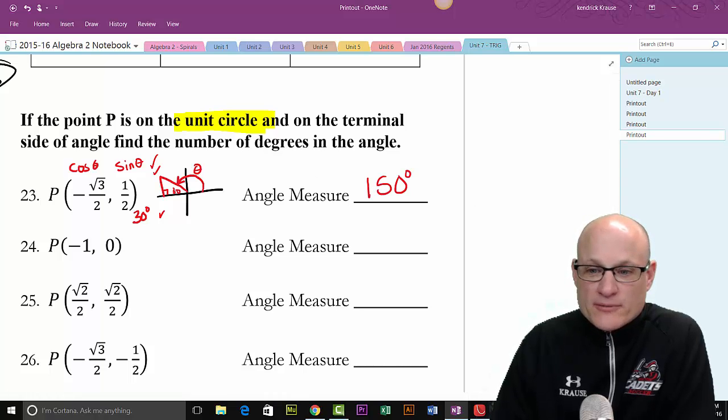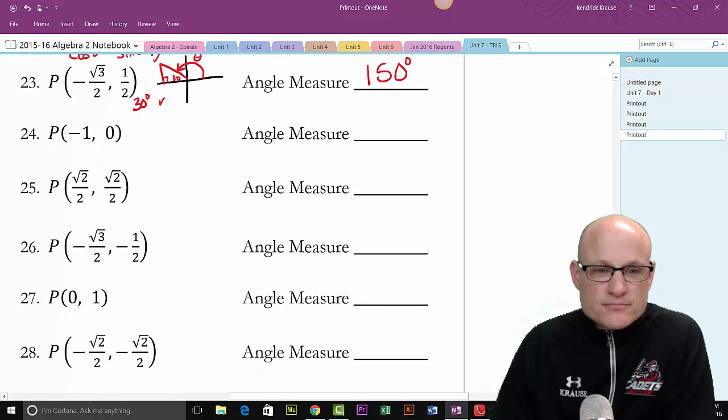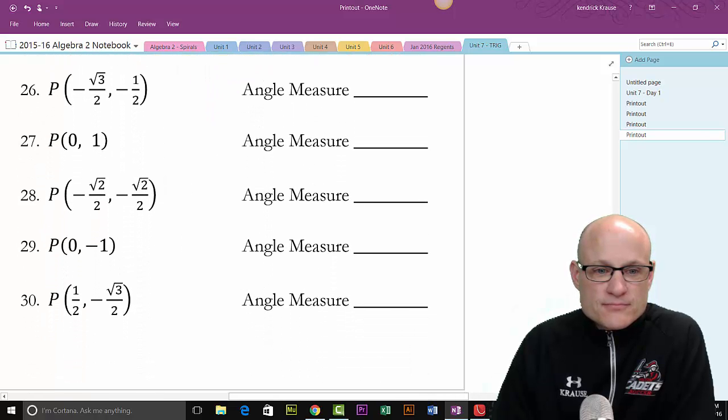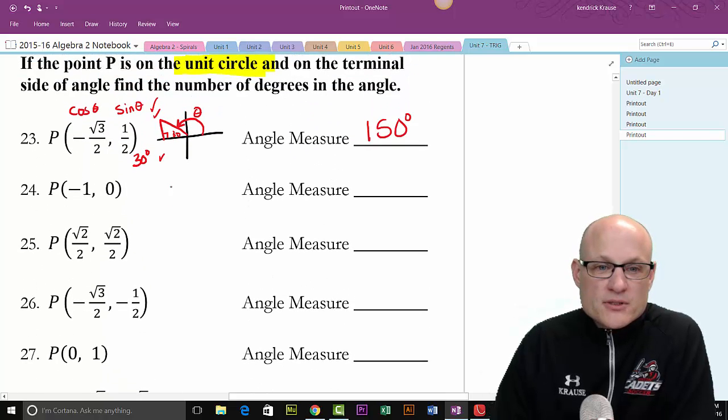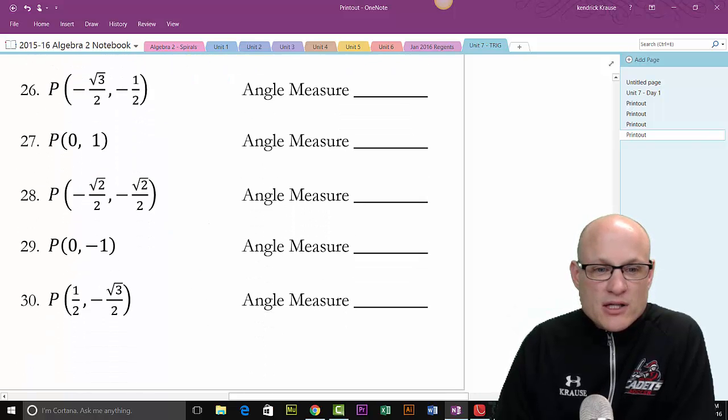Let me do one more for you. Well, let me do one example for you. What if I did negative radical 2 over 2 and radical 2 over 2? Let's change that. Let's make this negative and this positive, just for fun.